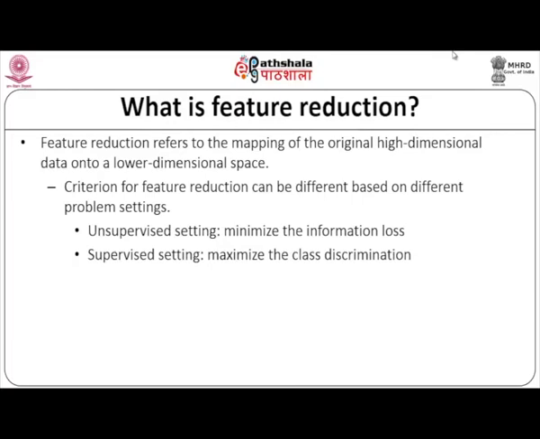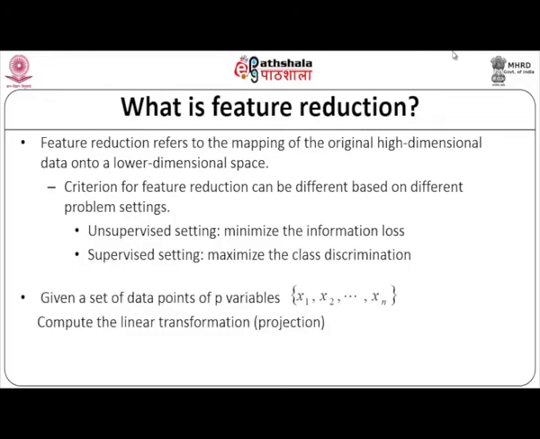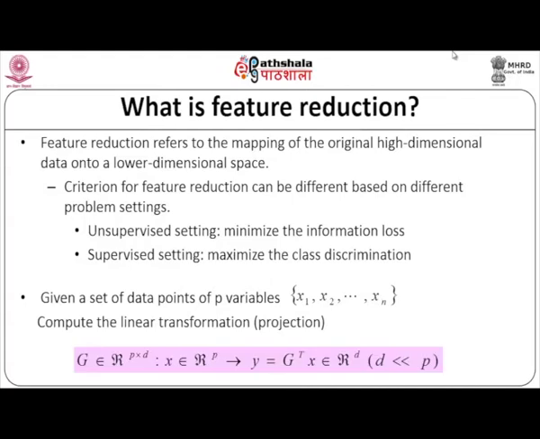So, in an unsupervised setting you can minimize the information loss. Combine it in such a way that you minimize the information loss. In a supervised setting, maximize the class discrimination. So, given a set of data points of p variables, x1, x2 to xp, compute the linear transformation, which is a projection, and that projection should retain the features of the original set of high dimensional features. So, you are converting from a p dimension to a d dimension where d is less than p.